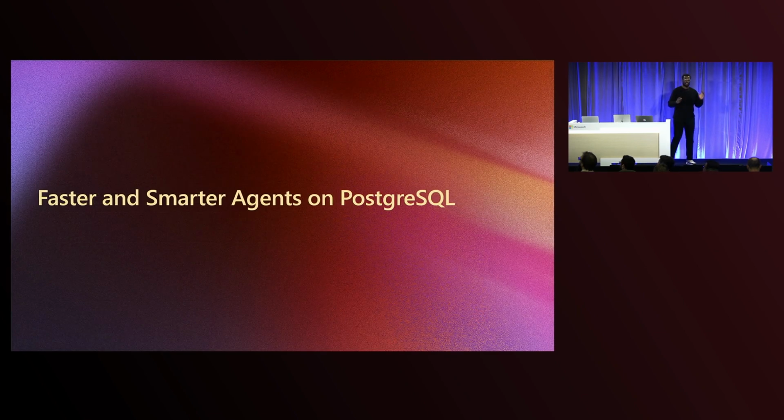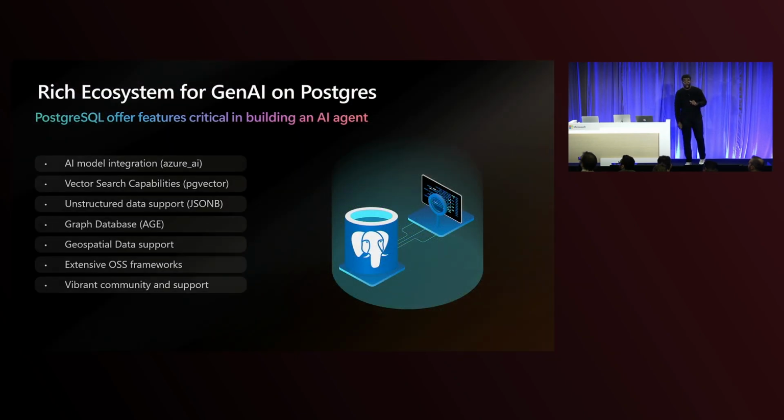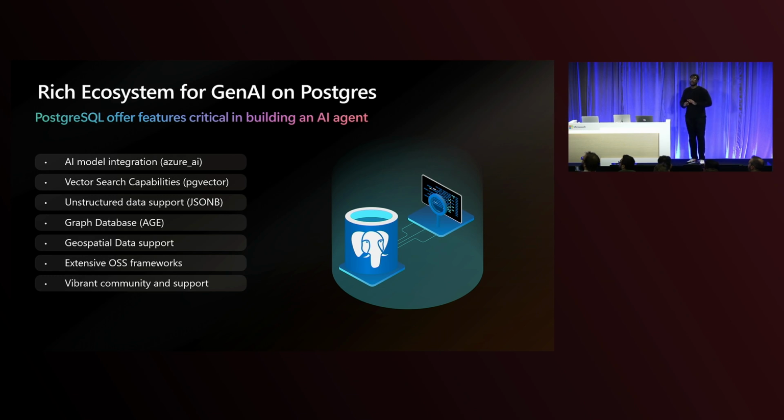So now we've talked about the architecture and the frameworks to use. Let's talk about building these smarter and faster agents on Postgres specifically. First, I just want to touch on the rich ecosystem of Postgres itself. The reason why Postgres is pretty popular in building agents is because Postgres offers a very extensive ecosystem of extensions. So things like AI integrations just inside Postgres.